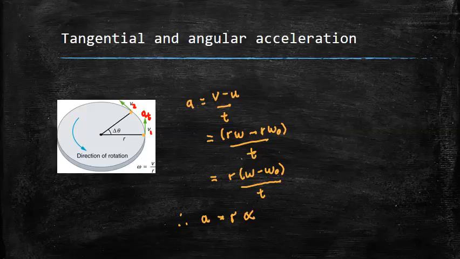This again shows the dependency of the tangential quantities on the rotational ones. An increase in angular acceleration will cause an increase in tangential acceleration.